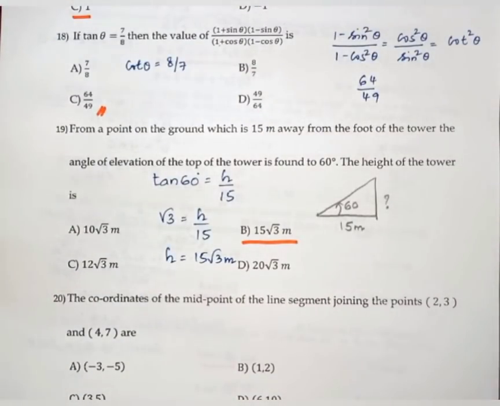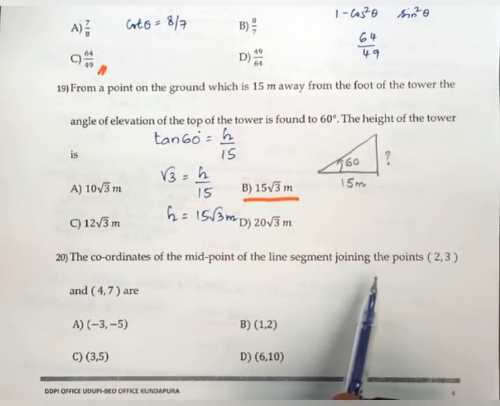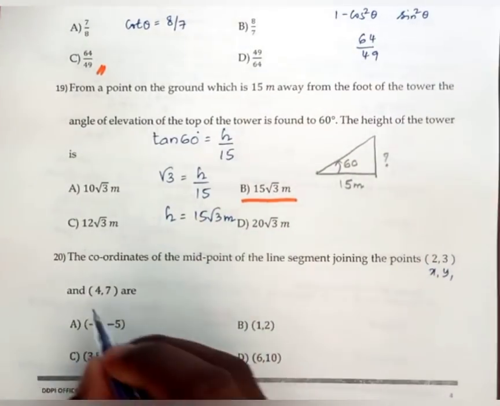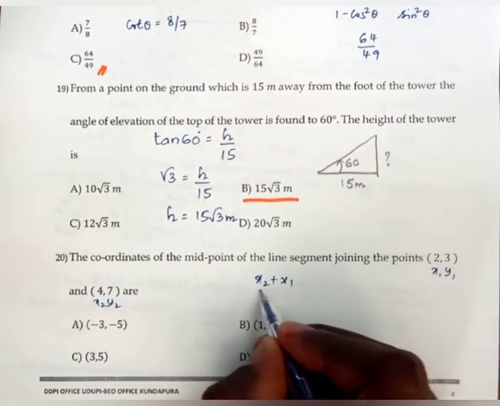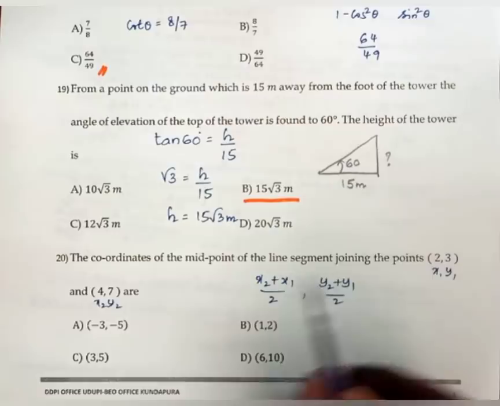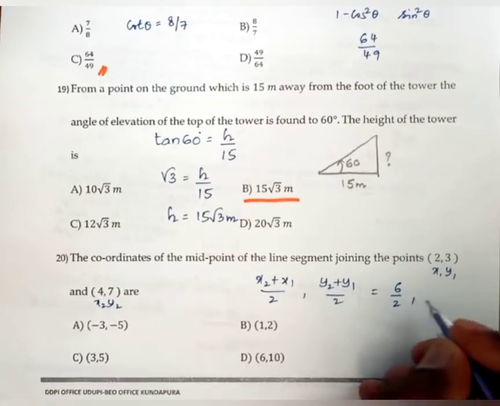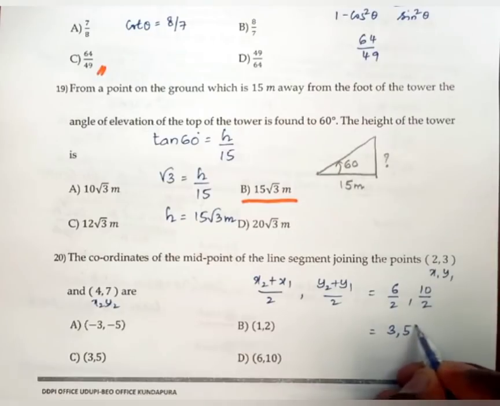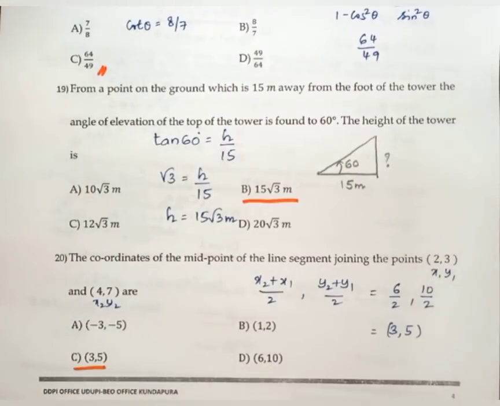Now moving to question number 20. The coordinates of the midpoint of the line joining the points 2, 3 and 4, 7 are? By using the midpoint formula, (x2 plus x1) by 2, (y2 plus y1) by 2, taking x1, y1 as 2, 3 and x2, y2 as 4, 7. What is x2 plus x1? That is 4 plus 2 is 6 by 2, 7 plus 3 is 10 by 2. 6 by 2 is 3, 10 by 2 is 5. Therefore the midpoint is 3, 5.